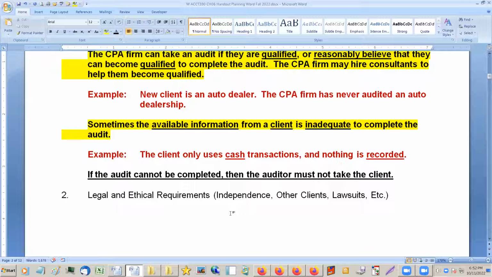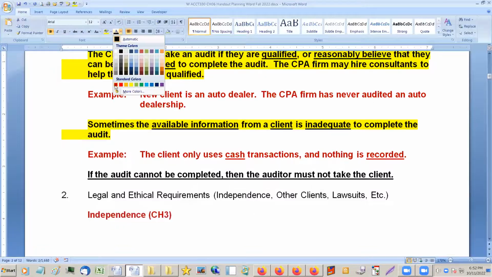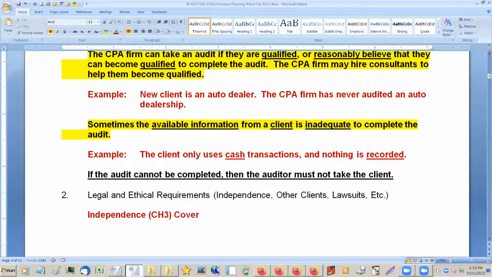Okay, legal requirements. Ethical requirements. Well, first of all, independence. All chapter 3. We're not going to do that again. Chapter 3 was fun enough once. Covered member stuff. So independence is obviously one.